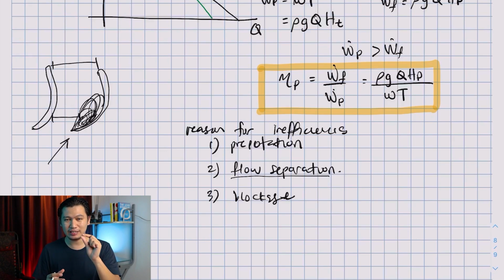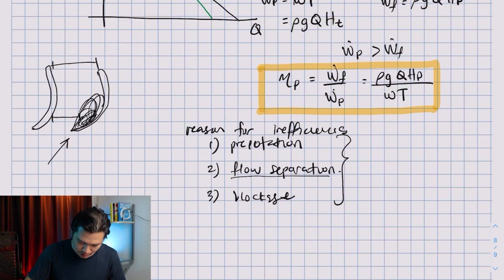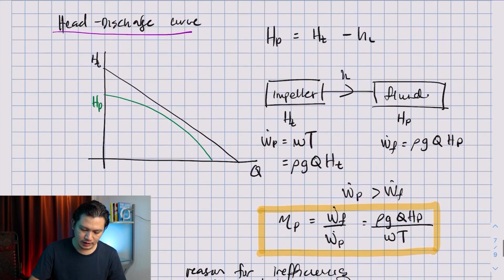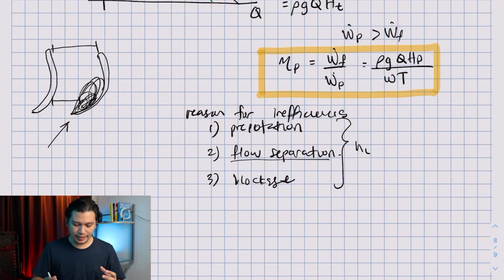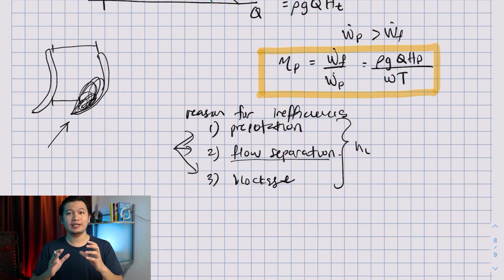It could be the tip leakage, it could be the flow mixing that occurs that reduces the momentum of the fluid. So a lot of reasons. And the point is, these all contribute to HL, which is the losses that you have here. And these components, pre-rotation, flow separation, and blockage, depend on where you are in the head discharge curve.